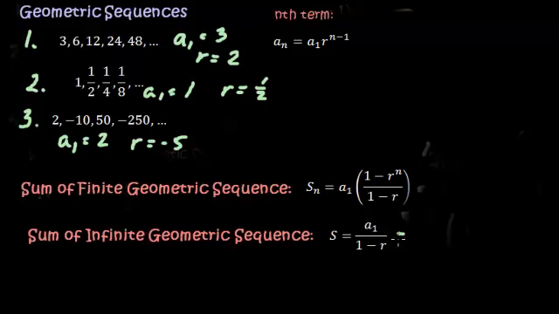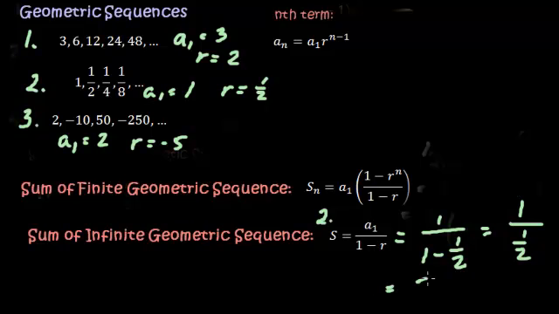Let's figure out what that value would be for sequence number 2. My A1 is 1, so I have 1 over 1 minus my r, which is 1/2. So I have 1 divided by 1 minus a half, which is a half, and 1 divided by a half is 2. So if you were to add up all these numbers, you would actually get 2. And that would be your sum of an infinite geometric sequence.